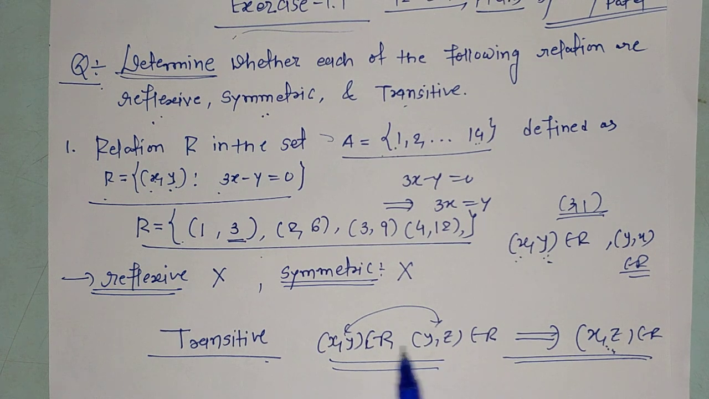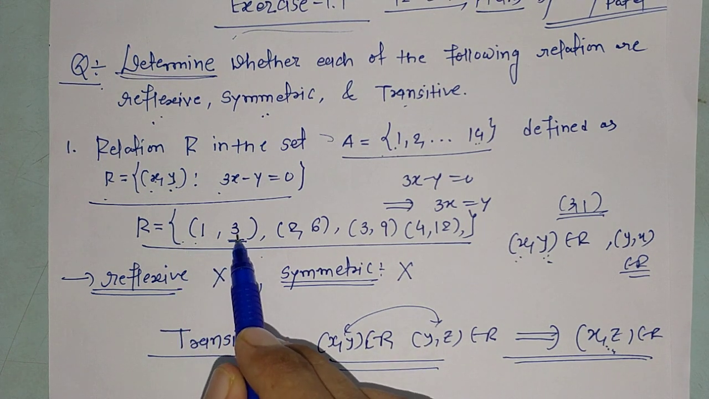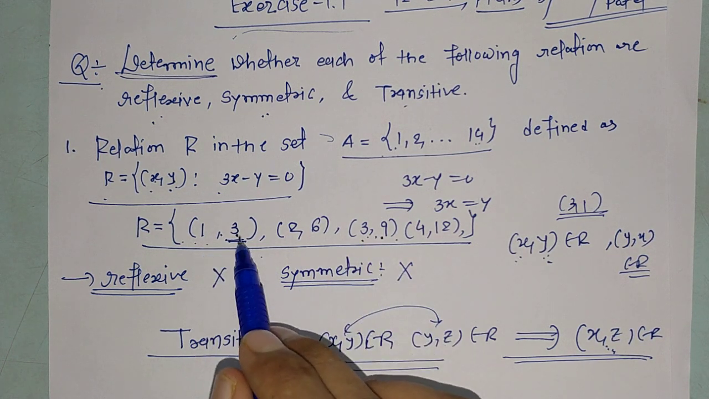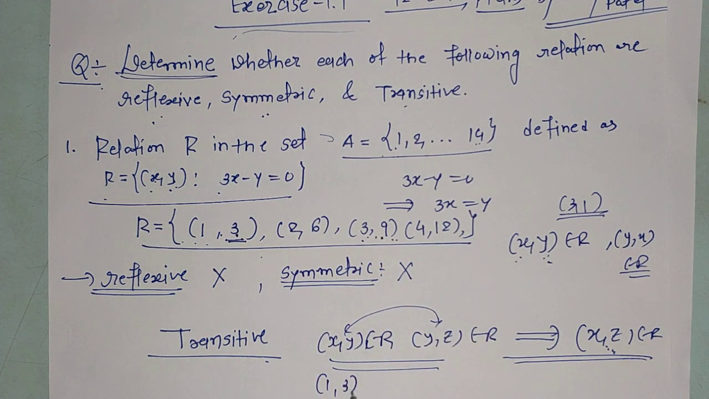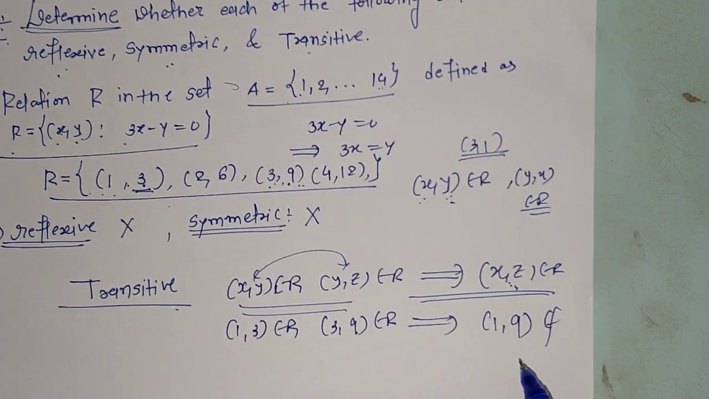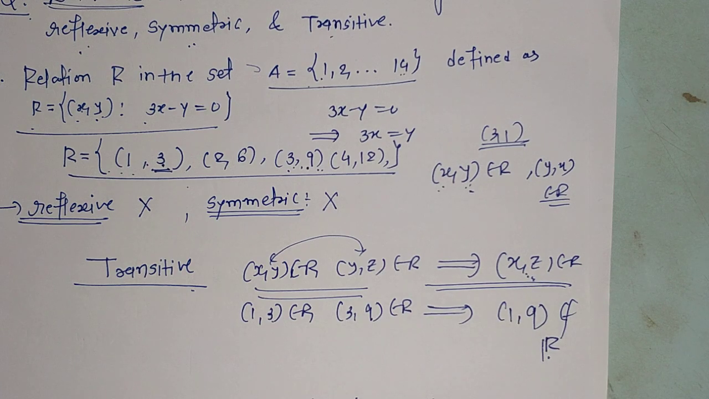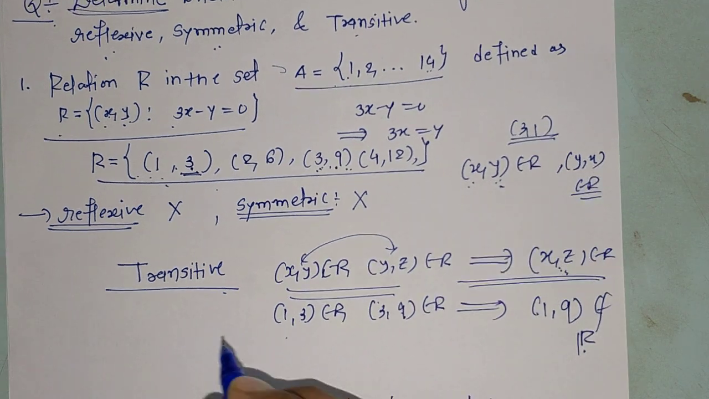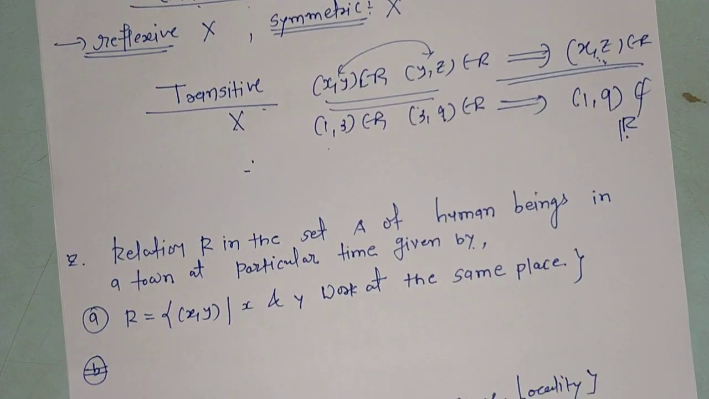Let's find these two pairs. See, 1 comma 3, and the pair starting with 3 is this. Yes, there is one pair of ordered pairs: 1 comma 3 and 3 comma 9. So 1 comma 3 belongs to R and 3 comma 9 belongs to R. But observe that 1 comma 9 is not in R. 1 comma 3 is there, 3 comma 9 is there, but 1 comma 9 is not there, so it is not transitive, right? This is the first question of exercise 1.1. Now, the second question.